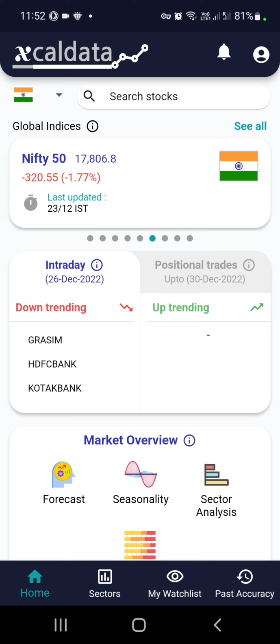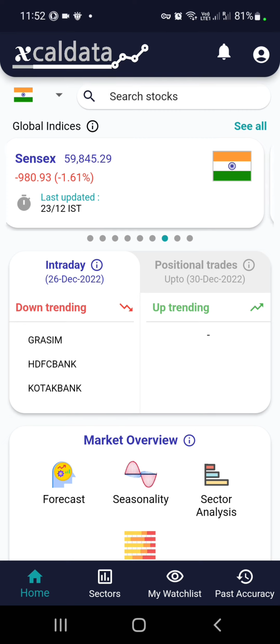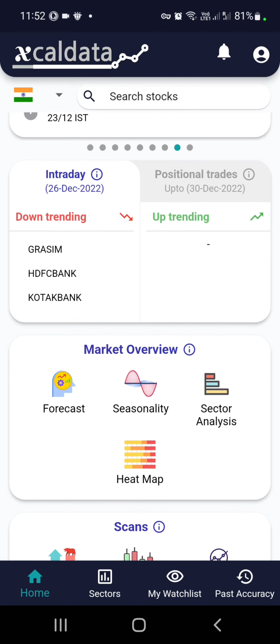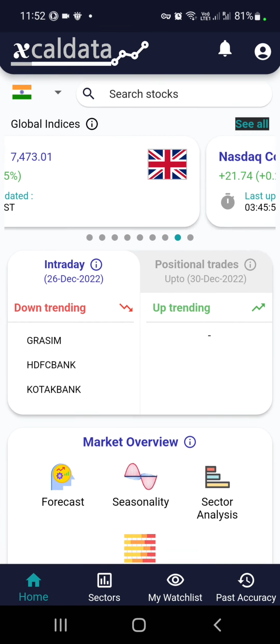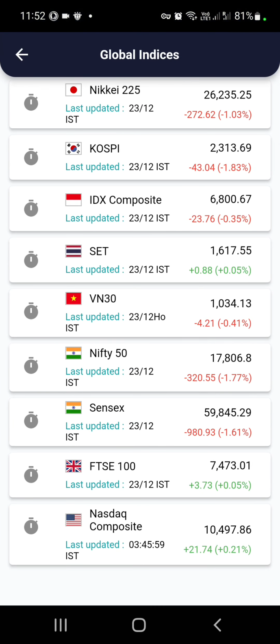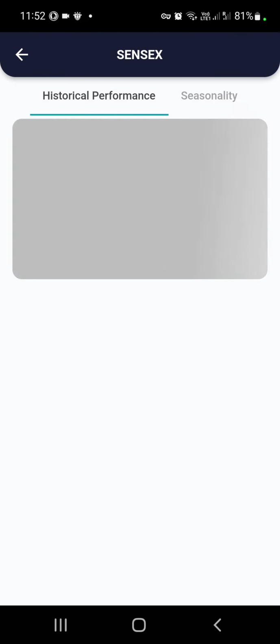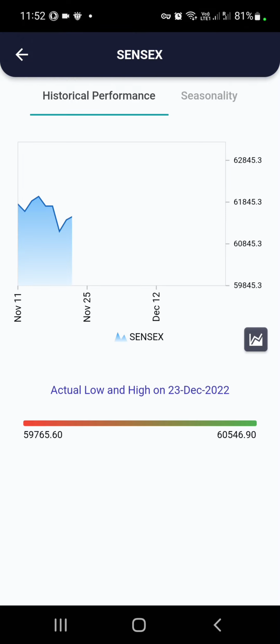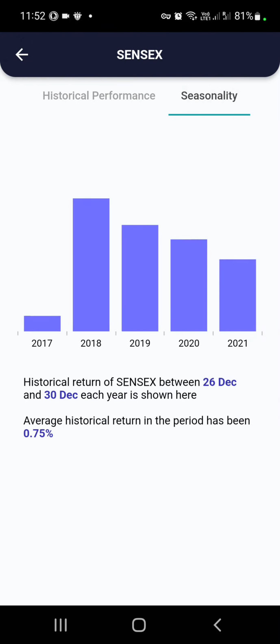We have released a new version of xCalData, which is basically an application that you can use to research stocks in India. This is a landing page, and you can see the global indices at one go. When the market is open, all the indices would reflect the actual market values. You see the major indices here. You can also see the historical performance of these indices if you want to. You can see the seasonalities.